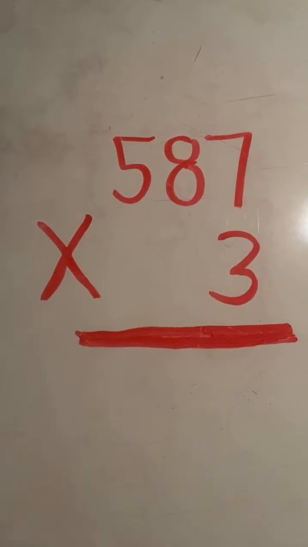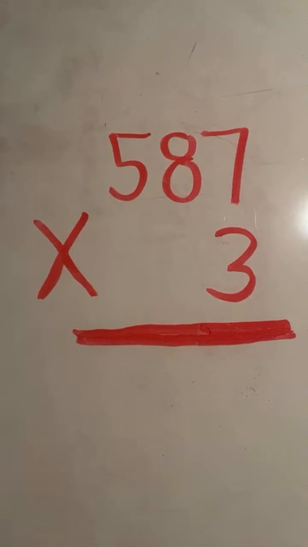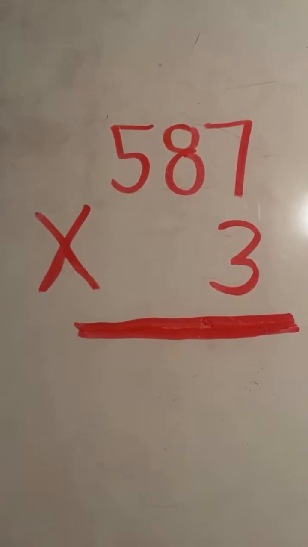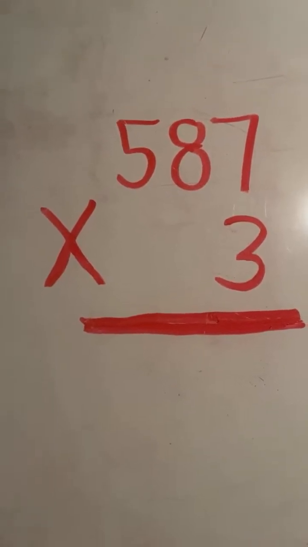So this video is going to be a brief review of 3-digit by 1-digit multiplication. Our first example problem is 587 times 3. I'm going to go through step by step how to solve that problem.